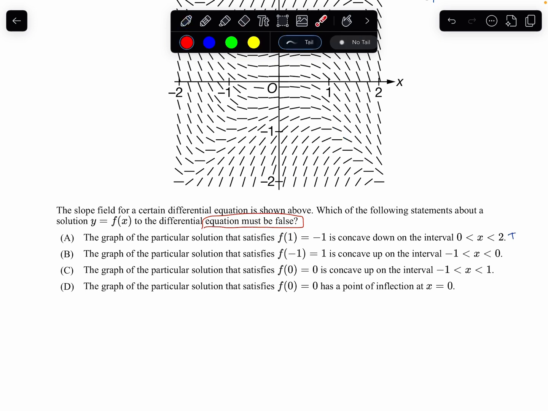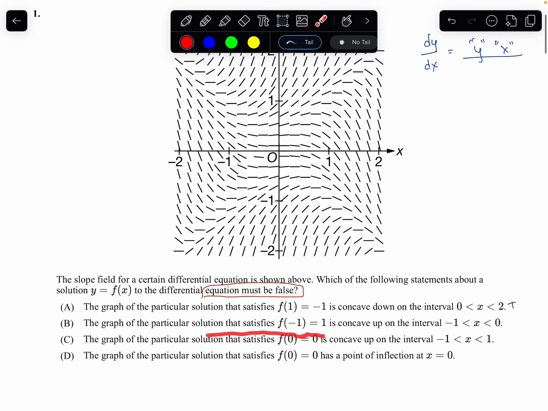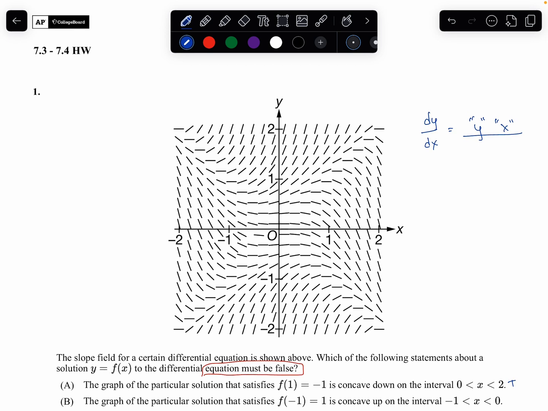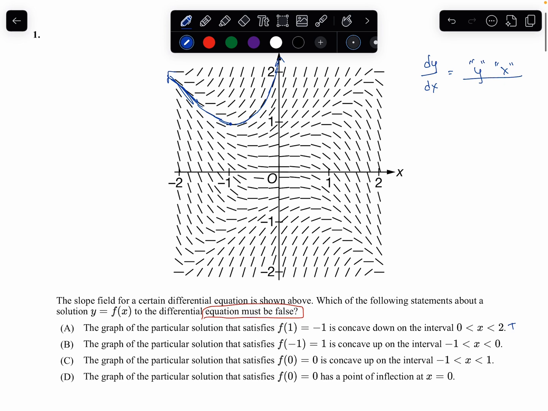Okay, the graph of the particular solution satisfies negative 1, 1. So if I go to negative 1 and move on up to 1, I think that puts it right there. Trying to gauge where it might be, depending on the flow of these tangent lines, I'm guessing it looks something like that. And it's going to be concave up on the interval from negative 1 to 0, and it does seem like that's going to be true. So I'm going to say that that's true.